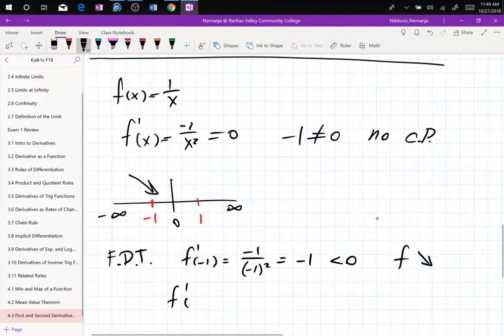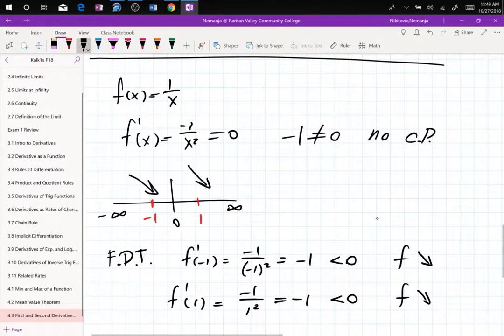Now, F prime at 1 is -1 over 1 squared, which is also -1, less than 0. Function is decreasing. Do we all see that? Beautiful, right? We also see there's no min or max, no critical points.